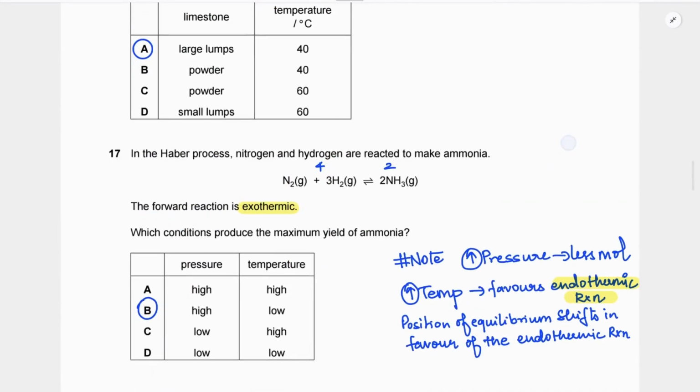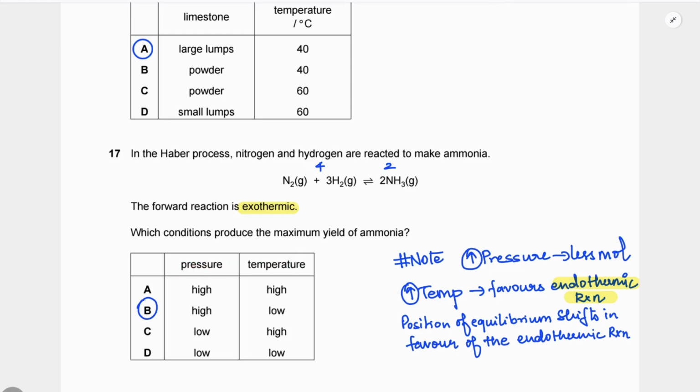Question 17. In the Haber process, nitrogen and hydrogen are reacted to make ammonia. Nitrogen and hydrogen are in the gaseous phase, and ammonia in the gaseous phase, showing the reversible sign. The forward reaction is exothermic, they are saying. Which conditions produce the maximum yield of ammonia? Pressure and temperature they have given.